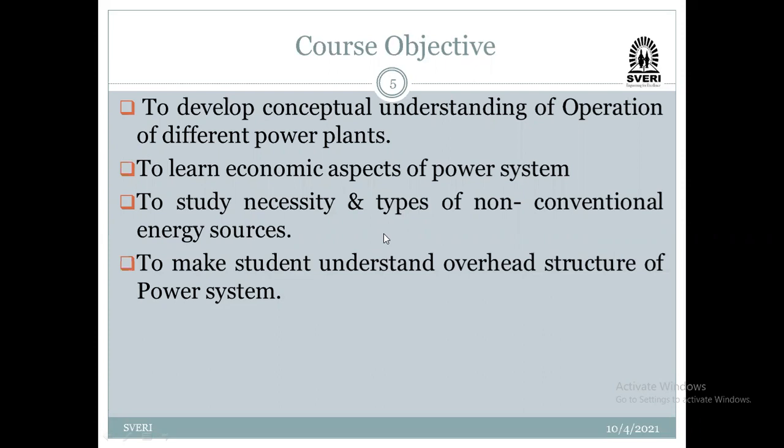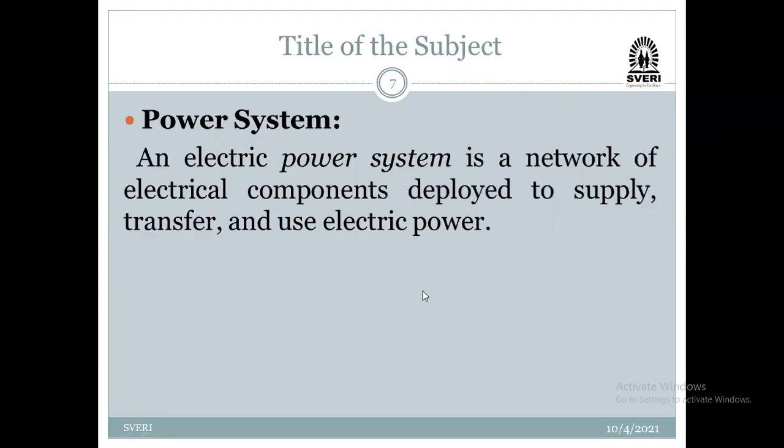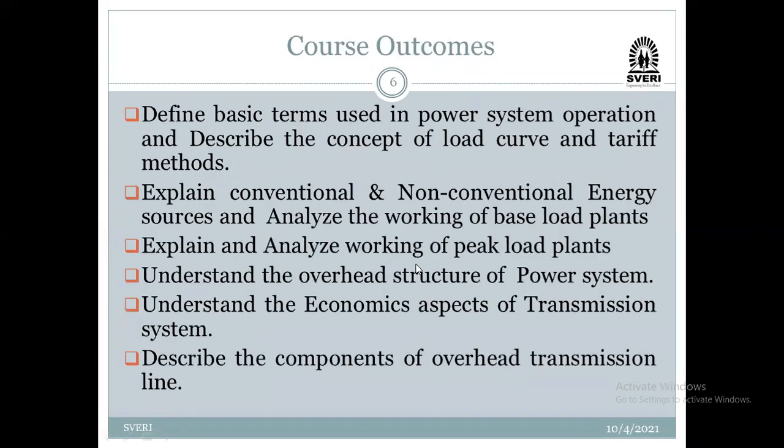Why we have to study this particular subject, that is given in this course objective. Why we have to study this subject, that is given in the course objective. And what is the course outcome? Course outcome is nothing but, after the completion of this subject, what knowledge you are gaining. Simply, that is the course outcome.